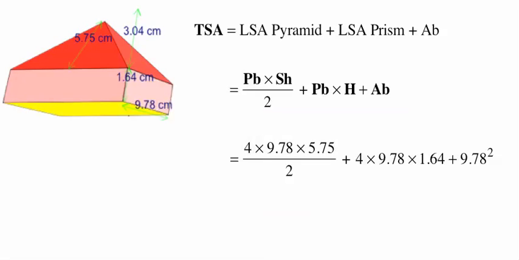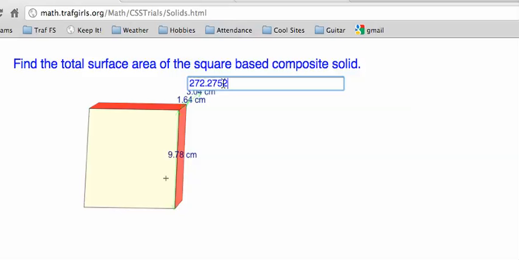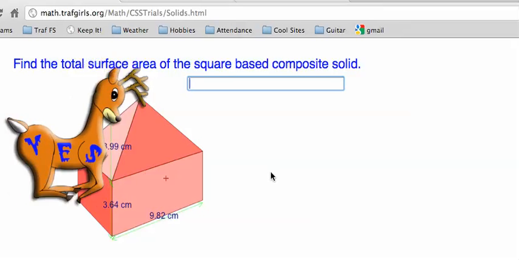272.2752 centimeters squared. Okay, there we go. So we take that number and we put it into the answer, and centimeters squared. Okay, and yay, that's it.